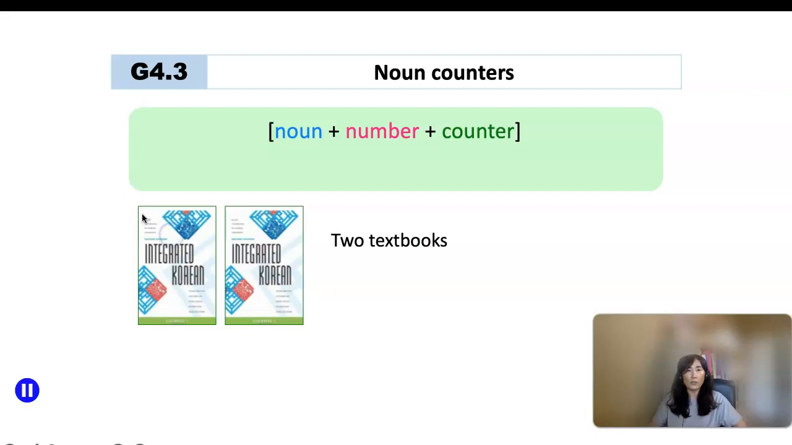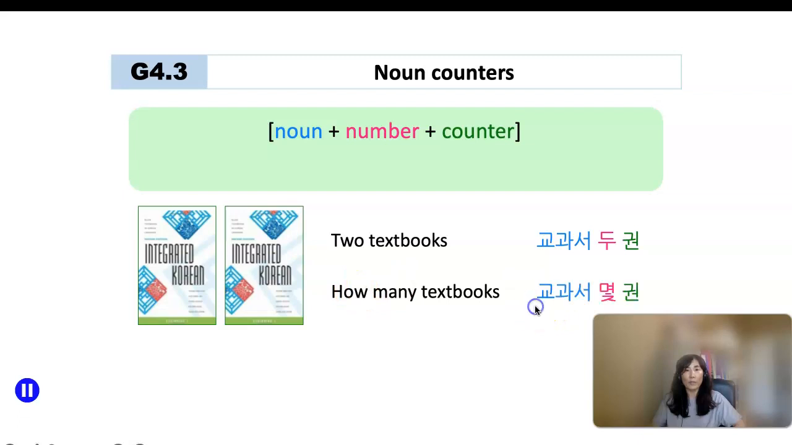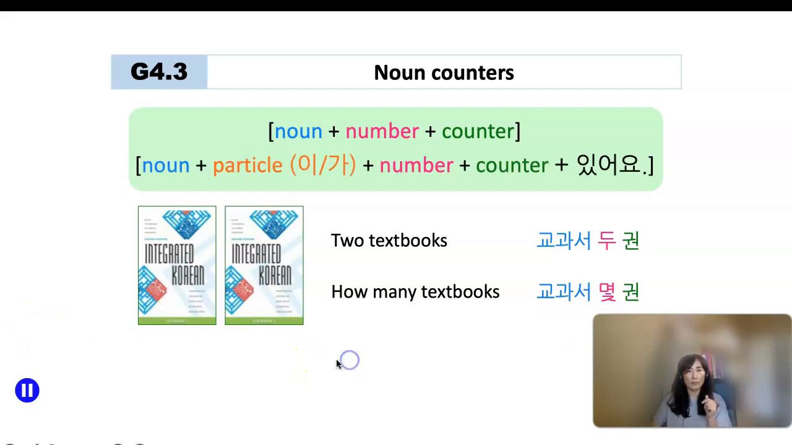Okay. 자, we reviewed that with the two textbooks you start with the noun, with the number and counter. 교과서 2권. That means 2 textbooks. And how to say how many textbooks? We just reviewed how many: 몇. And usually 교과서 몇 권. So this is the correct order. A little bit different because in English the question word probably starts the sentence. Korean is a little bit different. You start with the noun in question. 교과서 몇 권. That means how many textbooks.